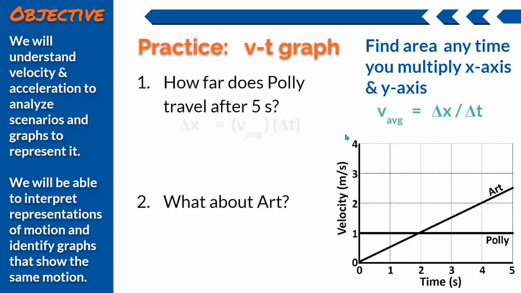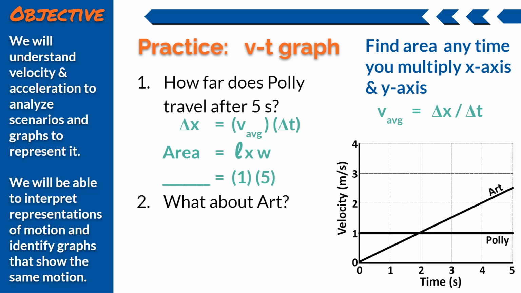Okay, so displacement is velocity times time. That is my y-axis times my x-axis. So if I find that area, I will be finding displacement, and that's length times width. 1 times 5, which of course is 5. Art is accelerating. Okay, you can do the same thing though.